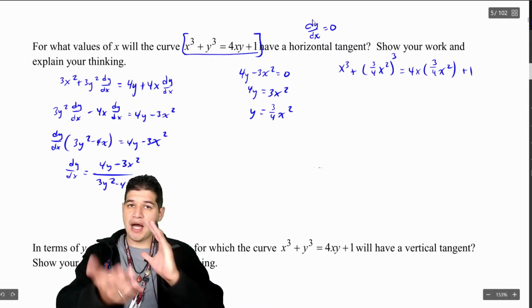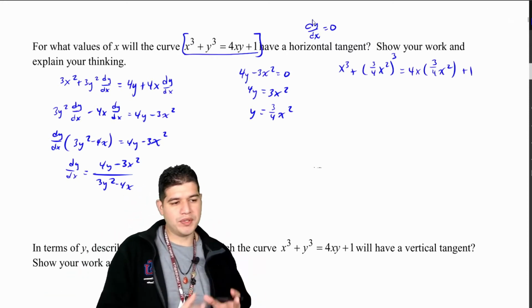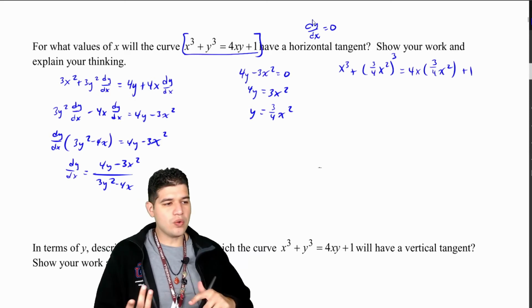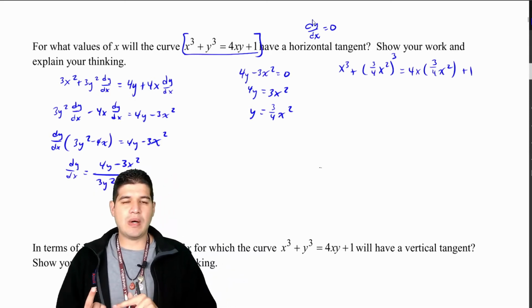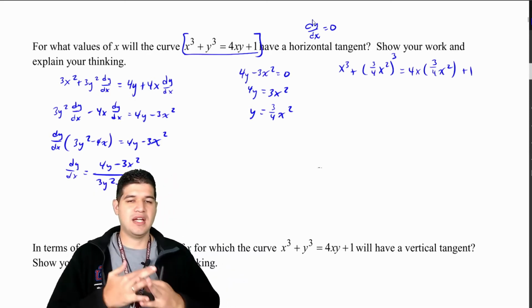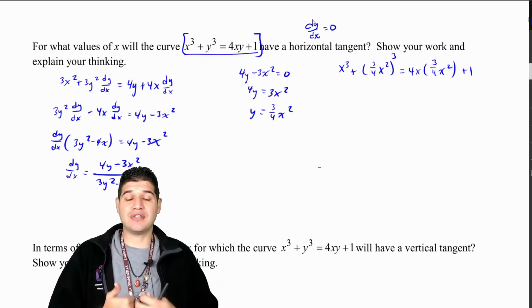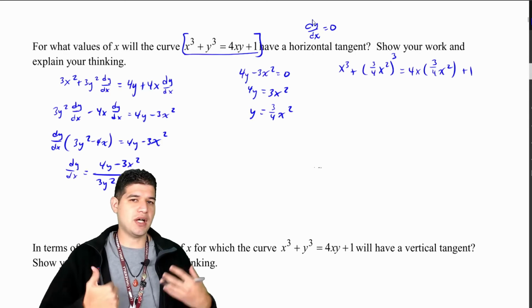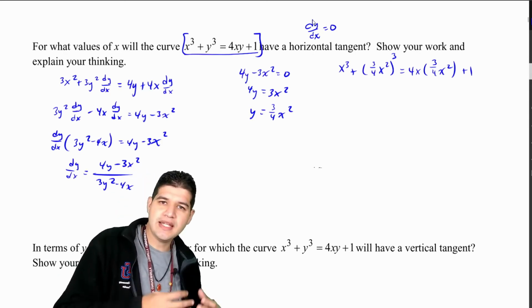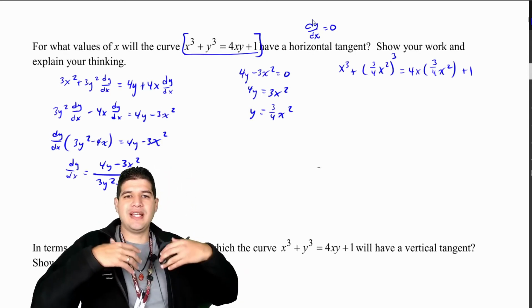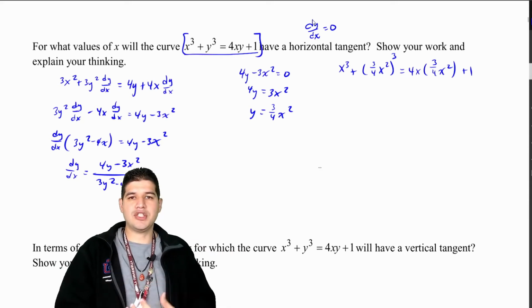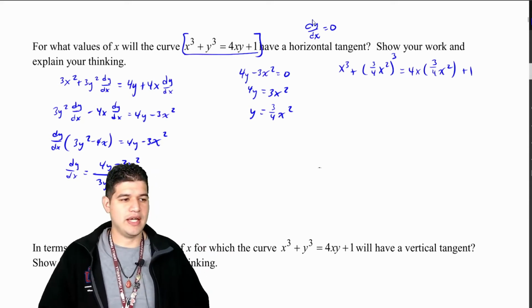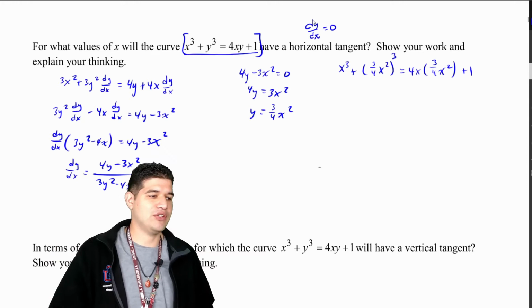Let's pause and talk about why we're doing this. We know this is where dy/dx, the slope, is going to be equal to 0, because that's a horizontal tangent. So we solved for y, and now we're taking that value for y and substituting it back into the original equation to solve for x. And that's going to give us those x values.